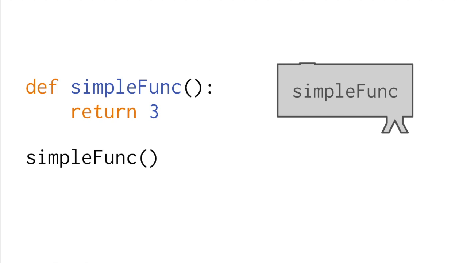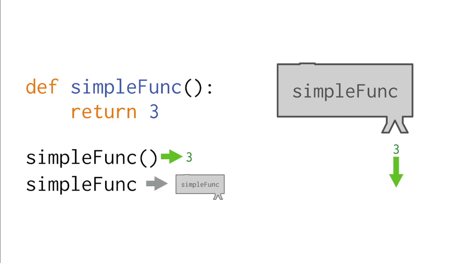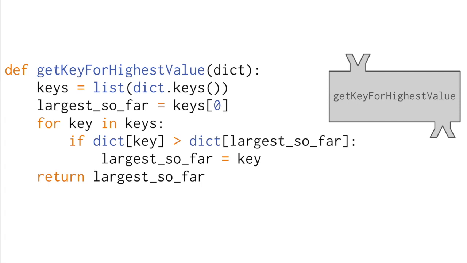This function simplefunc doesn't take in any arguments. It just says that when we call it, return 3, so that the value of this overall expression is 3. And note that even though simplefunc doesn't take any arguments, we still need to add these parentheses in order to call it, because if we omit them like we did here, then the value of this expression is the function object itself.